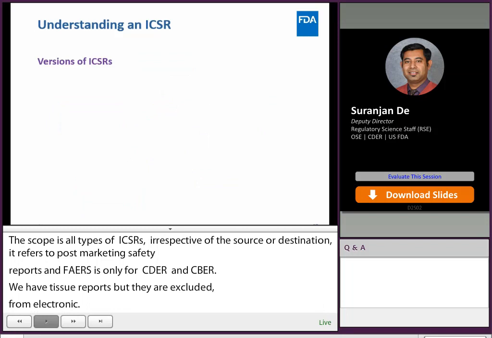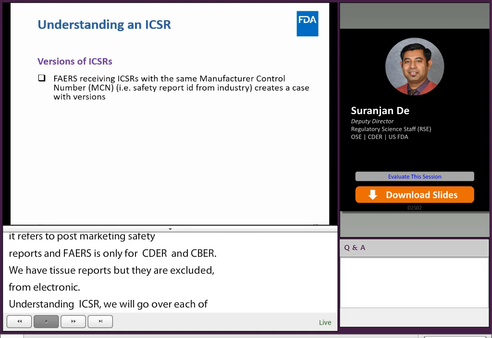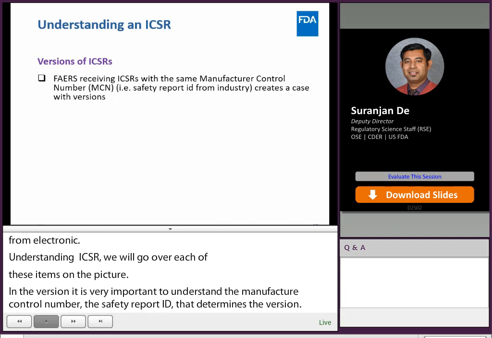All right, version of an ICSR. In the version, it's very important to understand the manufacturer control number, or the safety report ID, that determines the version. If the manufacturer control number stays the same for every submission, then automatically they will be created as newer versions and they will be considered as follow-ups then.